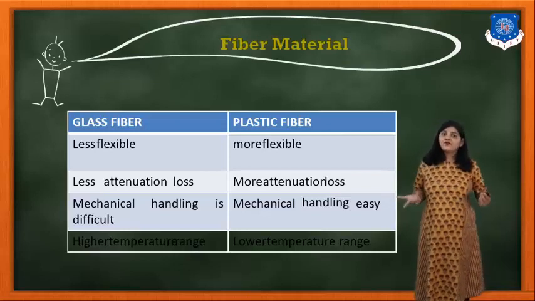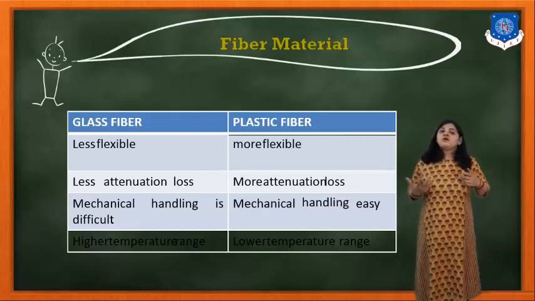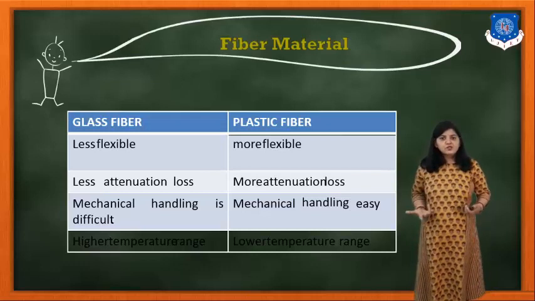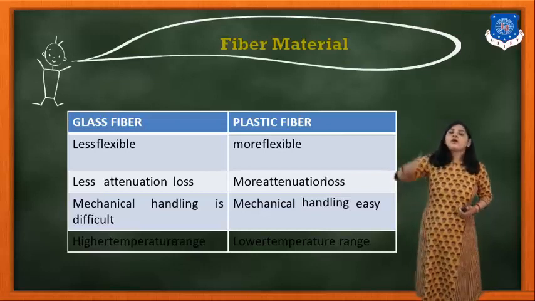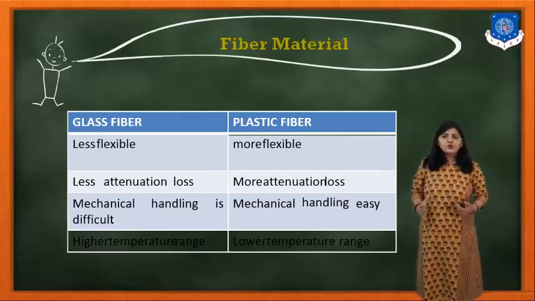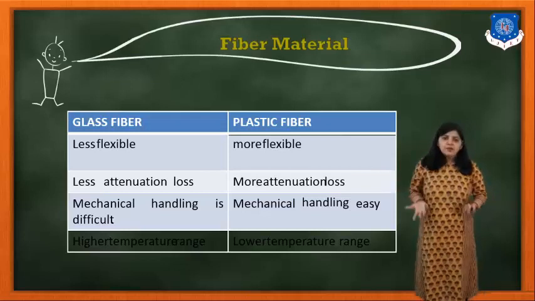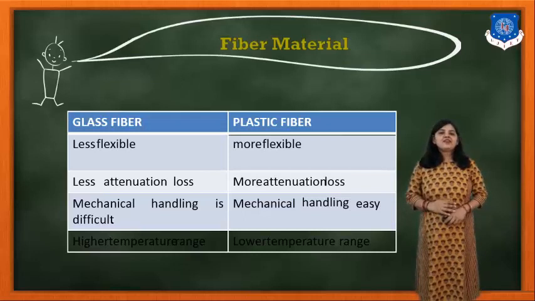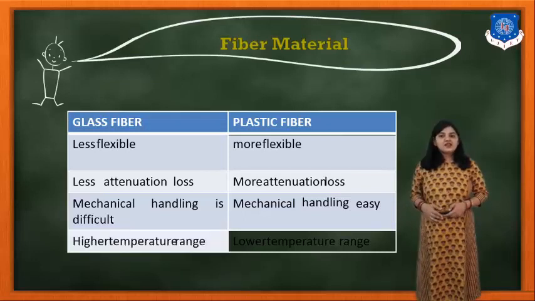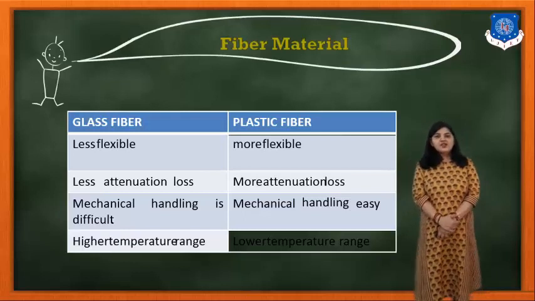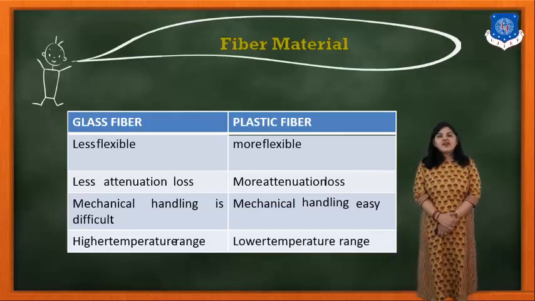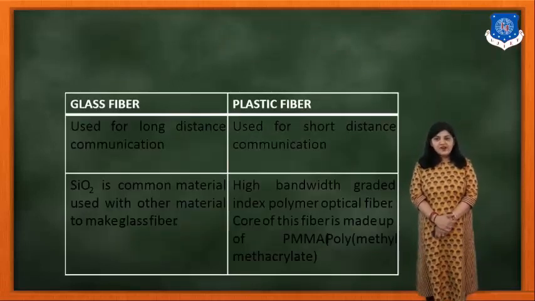You know that all these fibers we need to install sometimes under the sea, under the ground. At that time the pressure from the ground comes onto the fiber, and due to that it can be broken, but it should not be like that. The material which we select needs to be such that the handling is slightly easier. The higher temperature range can be provided by the glass fiber, and the lower temperature range can be provided by the plastic fiber.